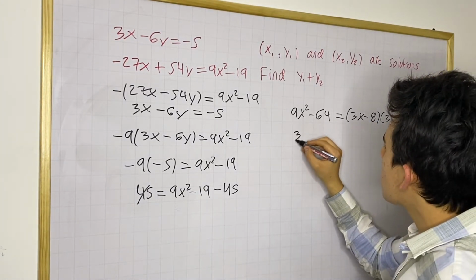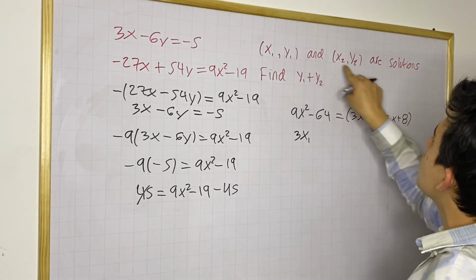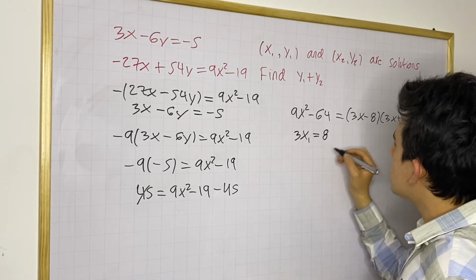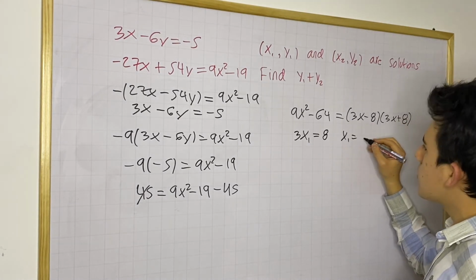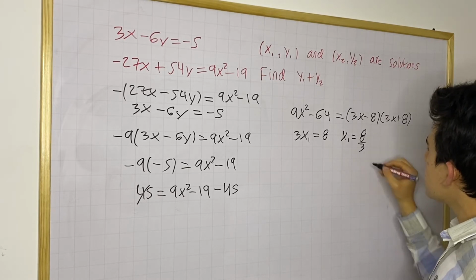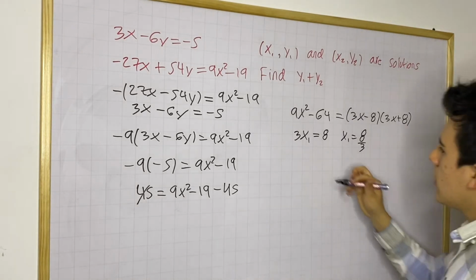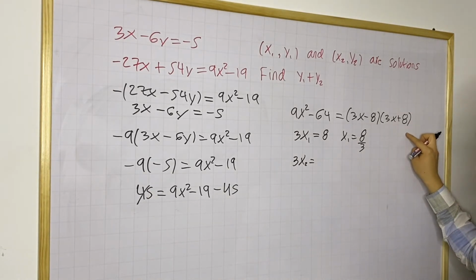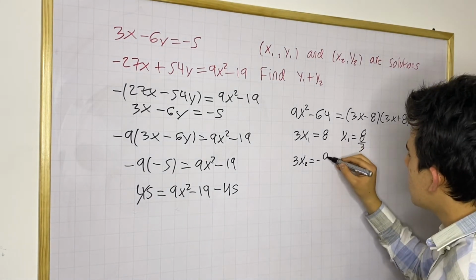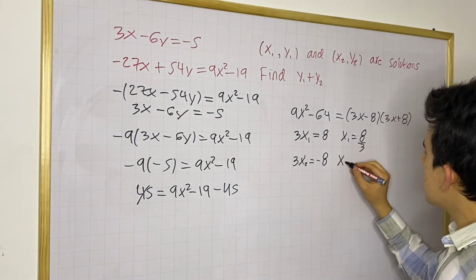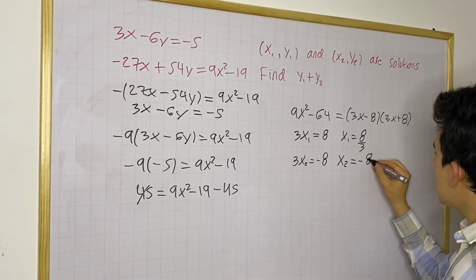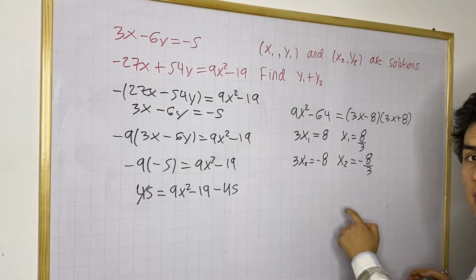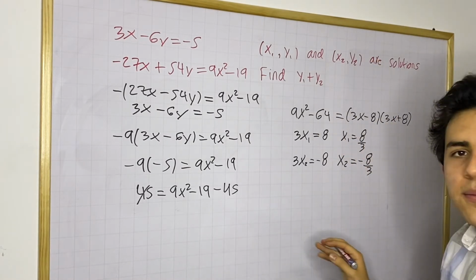Remember that we have two solutions, so this is going to be 3x1 equal to positive 8. So we get that x1 is equal to 8 over 3. Now what about this factor right there? We're going to get that 3x2 is equal to negative 8, and we would get that x2 is equal to negative 8 over 3. Now we've got our x values, and we need our y values, and then we're going to add them, and we're good to go.